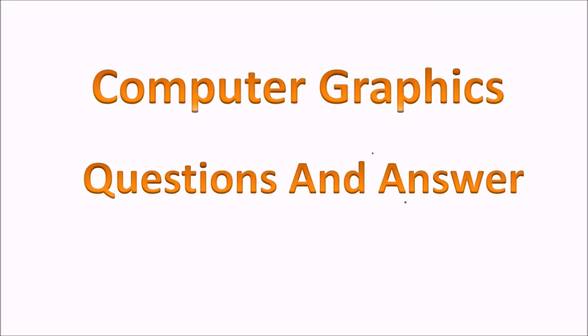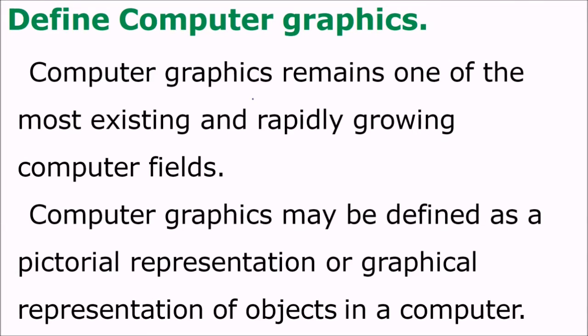So we are looking at a few questions and answers in computer graphics. Define computer graphics. What do you mean when we say computer graphics? Computer graphics may be defined as the pictorial representation or graphical representation of objects in a computer. So you have a computer, you want to display or represent the object or any graphical form in the computer.